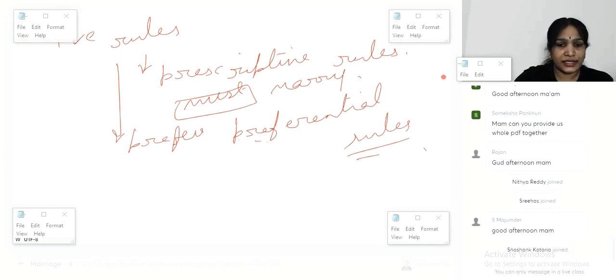So more simply, what I can say is, strict positive rules are prescriptive rules. Flexible positive rules are preferential rules. Rigid, strict, like in the case of honor killings, when I say you have to marry this boy, otherwise I will kill you or I will commit suicide. It's not a joke. That is what is happening in the world.